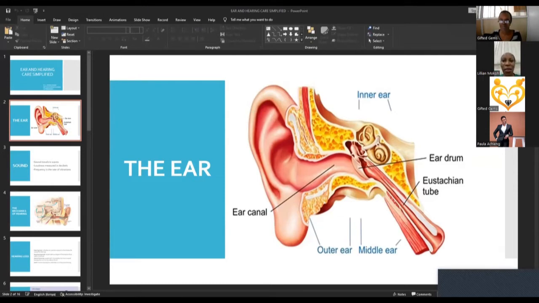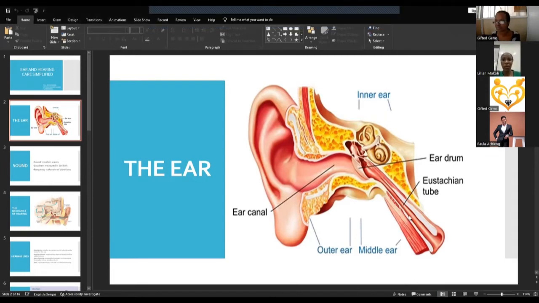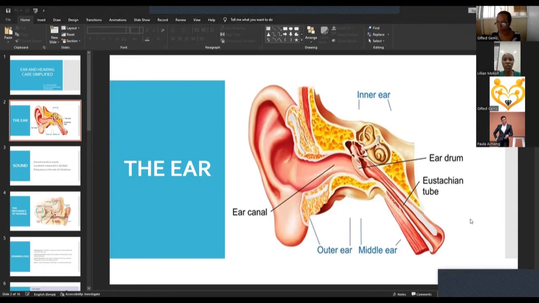Thank you very much. So good afternoon, everyone. My name is Dr. Lillian Mokoh, and I am an ENT surgeon. I practice at Kenyatta University Teaching and Referral Hospital, and I'm also a volunteer surgeon with Operation Eardrop Kenya.